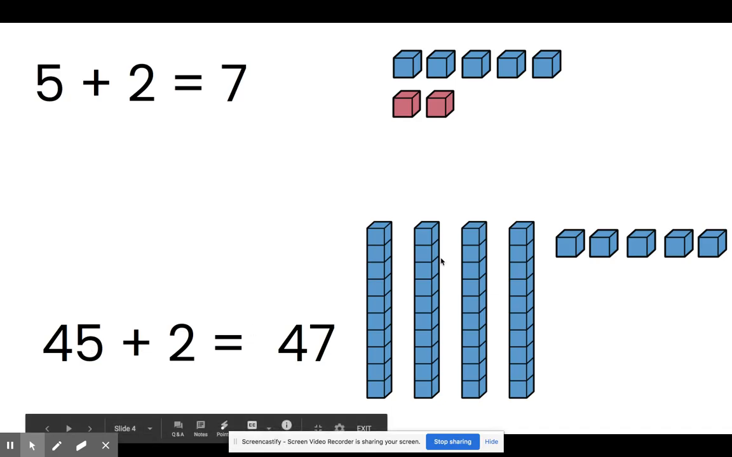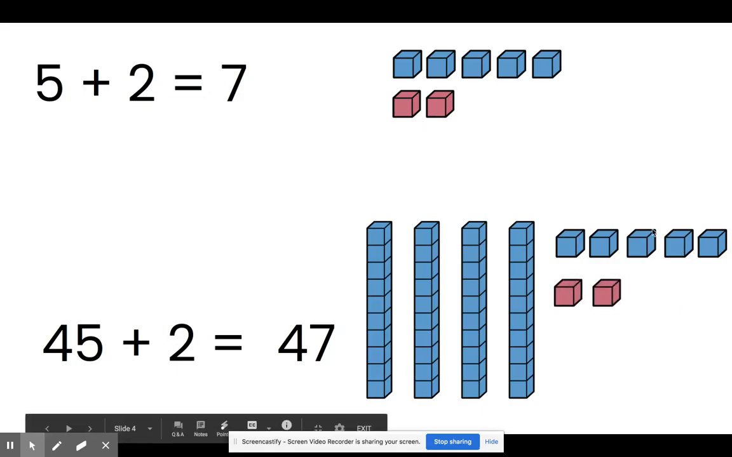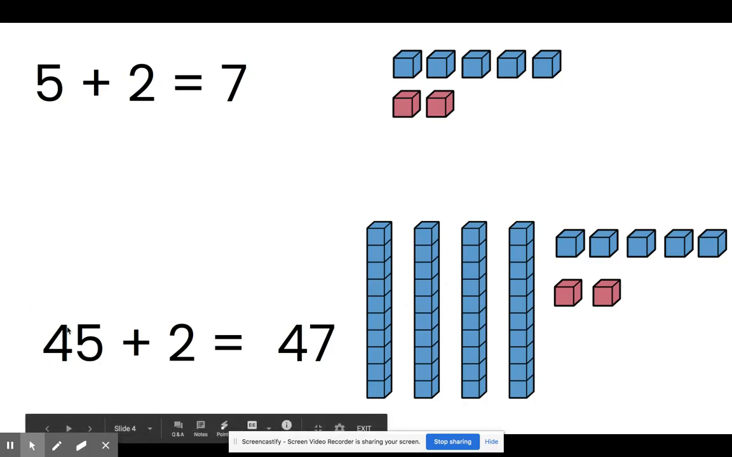Down here we have 40, 10, 20, 30, 40, 5. But look, our 1s are still similar. 5 1s here, 5 1s here. We're adding 2 more 1s, just like we did here. And now we have 47. So the only difference is we've increased our value by adding 4 groups of 10 to get 47.